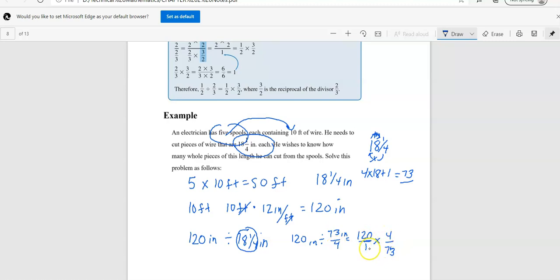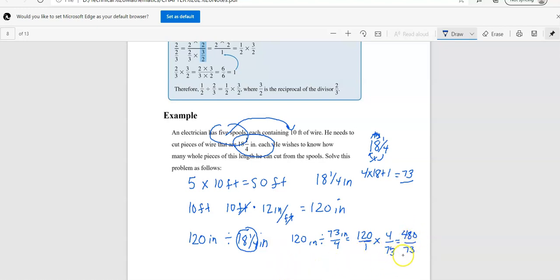And these things don't have anything in common. In other words, 4 doesn't have anything in common with 1 and 73, and 120 does not have anything in common with 1 and 73. So we're going to multiply straight across. 120 times 4 is 480 over 73. 1 times 73.